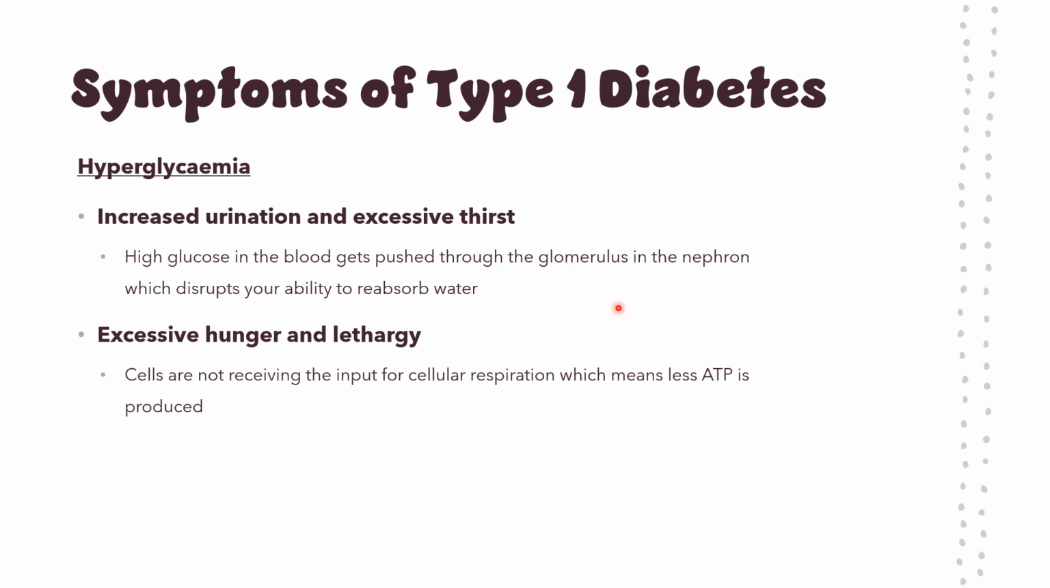We can also have excessive hunger and lethargy. This is because our cells are not receiving the input for cellular respiration. So they're not receiving that glucose that's in the blood. It's staying in the blood rather than being taken up by the cells. This is because it's the hormone insulin that produces that response of the uptake of glucose by cells. So if we don't have insulin, those cells aren't going to take in that glucose. It's going to stay in the bloodstream. And therefore the cells are not going to have that input for cellular respiration, which means less ATP or energy is produced. So you're going to be more hungry and you're going to feel tired.